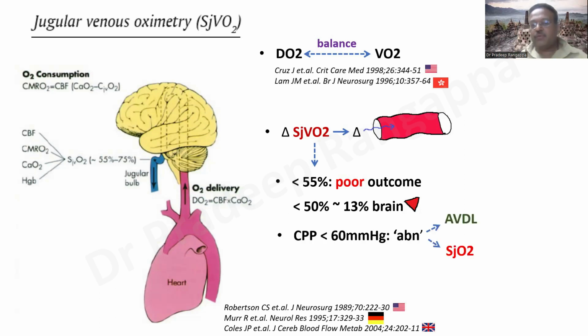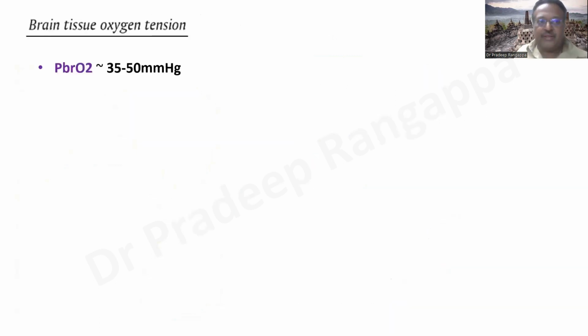And it has a reasonably good correlation with cerebral perfusion pressure, because if your cerebral perfusion pressure is less than 60 millimeter mercury, it is shown to have a correlation with reduced jugular venous saturation, and it has a good correlation with arteriovenous difference of lactate. So these are the studies to substantiate that jugular venous saturation has a good relation with the cerebral blood flow, and so on and so forth. And it basically helps you to optimize and titrate cerebral perfusion pressure better.